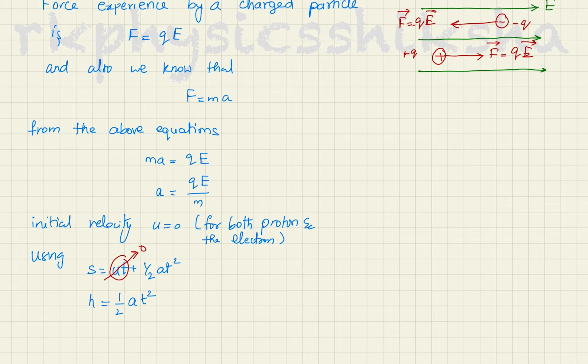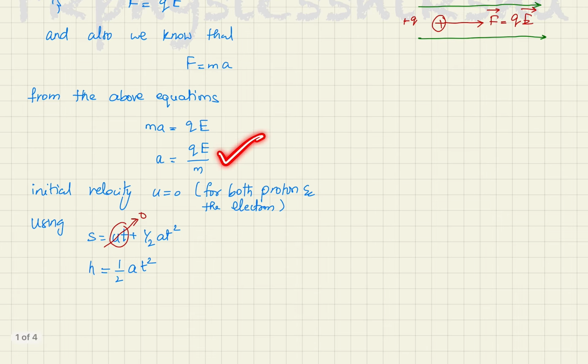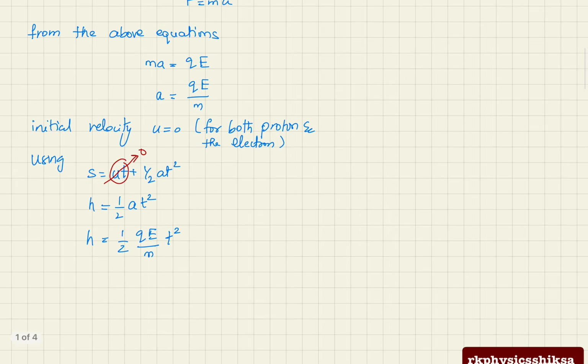So acceleration is what? According to us, we got the value of acceleration as QE by m. This is the acceleration of the particle. So if I replace a with the acceleration, I'll get h is equal to 1 by 2 into q into e divided by m into t square. So using this relation, I can calculate the t value as t is equal to under the root of 2m into h divided by q into e.